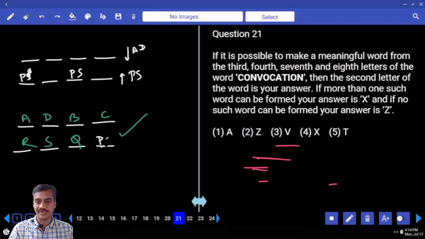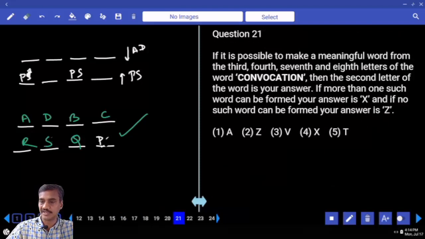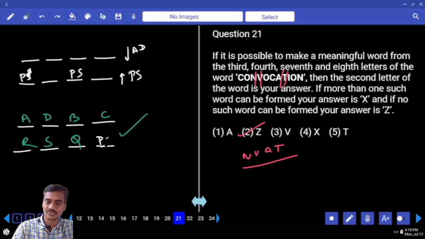The next one, 21. Now in this 21, if it is possible to make a meaningful word with 3, 4, 7, 8. 3, 4, 5, 6, 7, 8. Now NV80. Any word that can be formed here? No, no word can be formed here. And that is Z as your answer choice to question number 21.